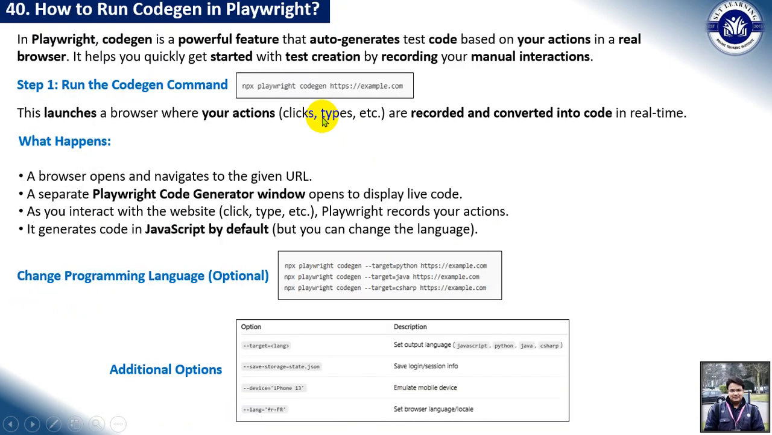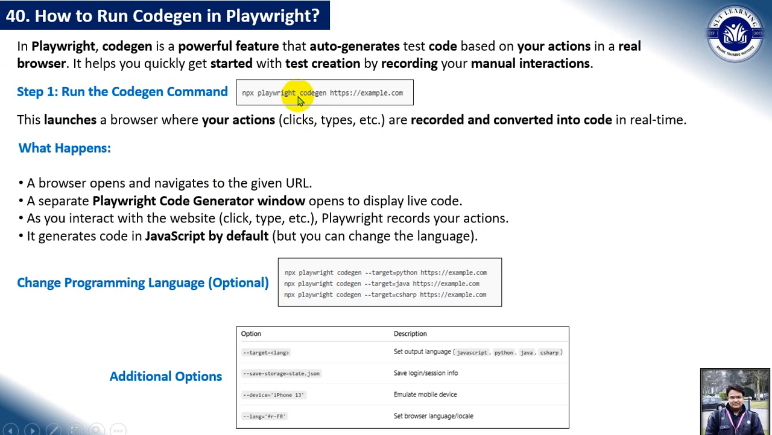Okay, and the last question for today, which is very crucial: how do you run codegen in Playwright? So what is codegen? Codegen is a powerful feature of Playwright which helps you automatically generate code from your actions by recording them. It's a kind of recording tool. Like in Selenium we have Selenium IDE, where we record things and then generate the code. The same way, it will help you record things and generate the code.